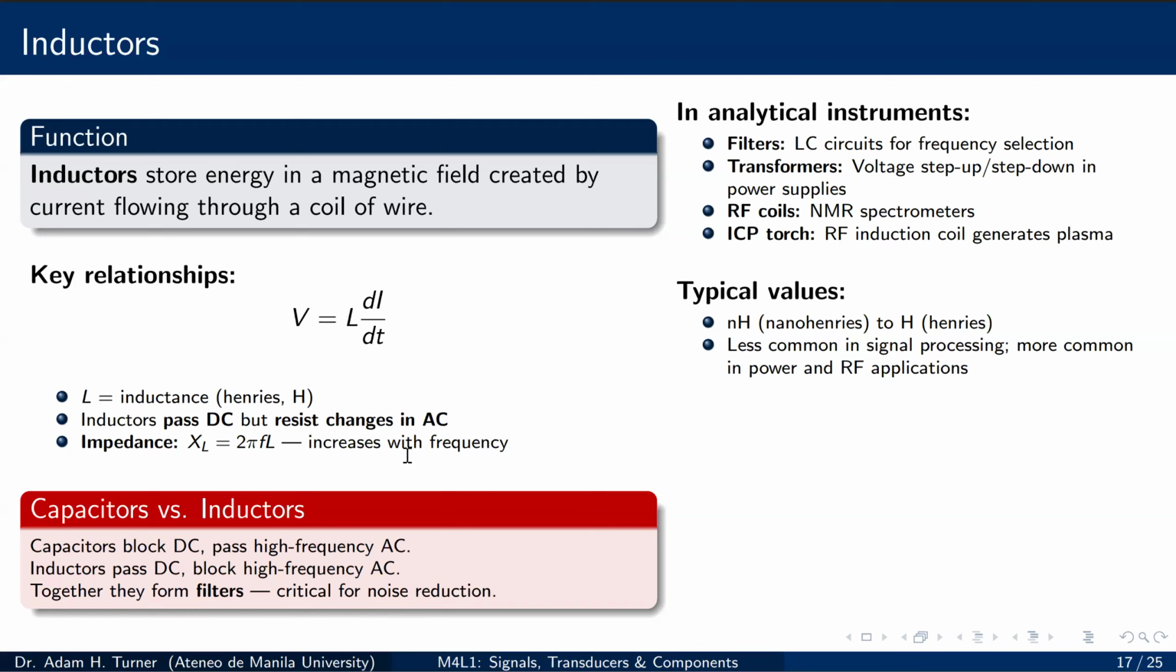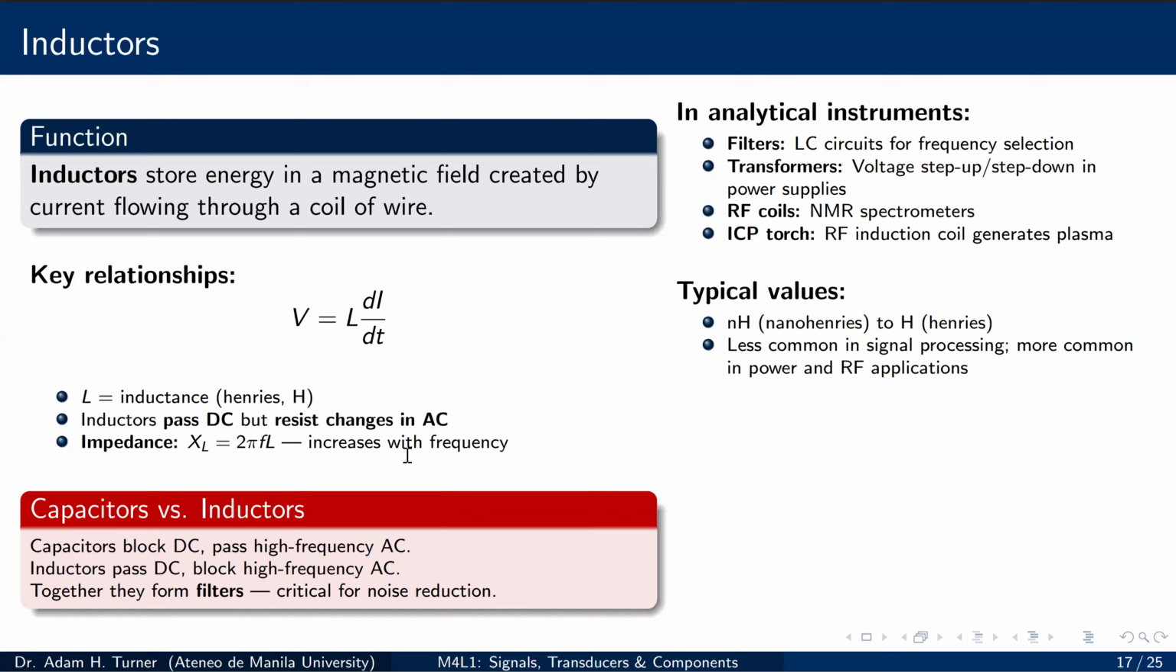And so that's the key insight. Capacitors and inductors have complementary frequency behaviors. Together, they form filters that separate signal from noise. This is going to be really important in lecture two. On how this applies to analytical instruments, you'll see inductors in RF coils for NMR, in the induction coil of an ICP torch, and in transformers for power supplies. They're less common in signal processing circuits compared to resistors and capacitors, but they play critical roles in specific applications.